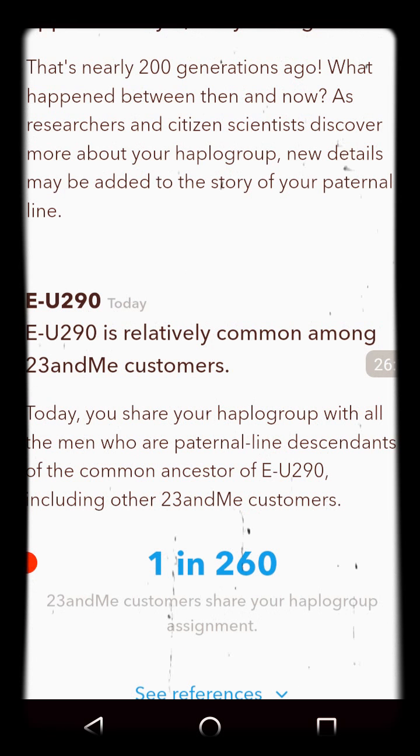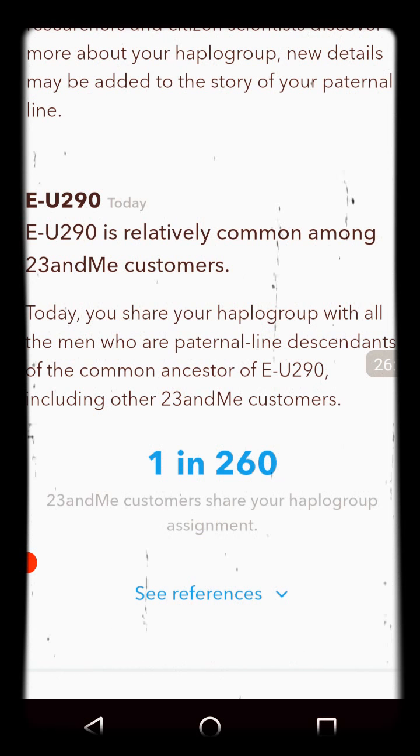U290 is relatively common among 23andMe customers. Today, you share your haplogroup with all men who are paternal line descendants of who? Of the common ancestor of U290. Well, like, no shit.